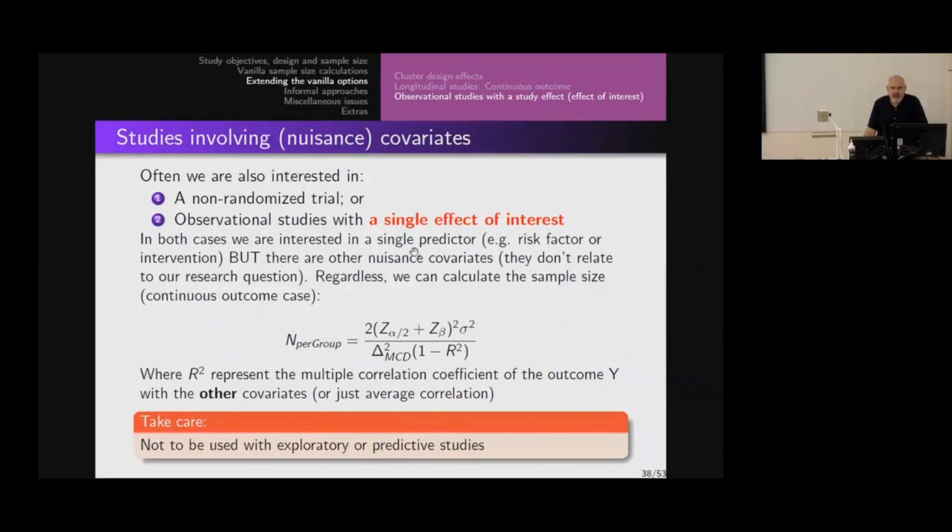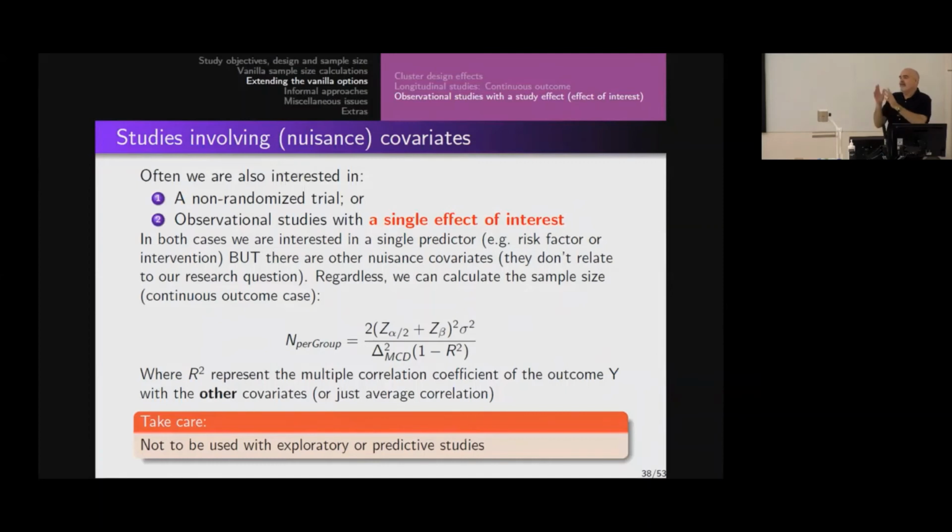Okay, so here only a single predictor. What we would do here is, you can see that formula, it looks exactly the same. We've just added this one extra term here where this R squared represents the multiple correlation coefficient of Y with the other X's. So with the covariates, not with the study effect.